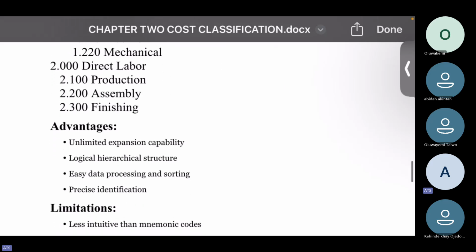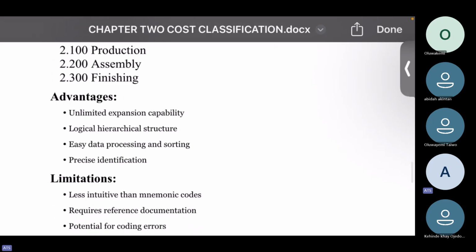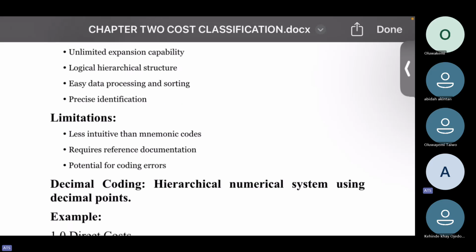And yeah, so the advantage of this one is that there's unlimited expansion. Unlike the problem we had with alphabetic or mnemonic coding, this one can go on, because there are infinite numbers that you can use to code here, and it is easy for data processing. Now there is potential for coding errors, because it is very easy to put one where zero is supposed to be and put zero where one is supposed to be, and next thing you're having a big issue.